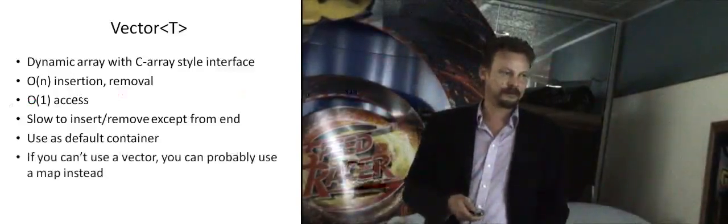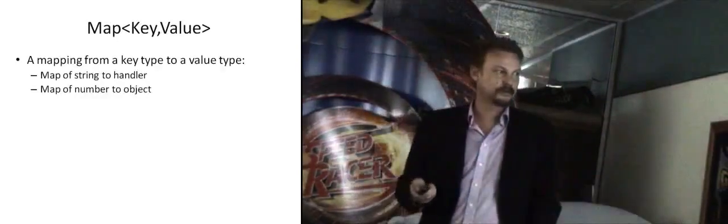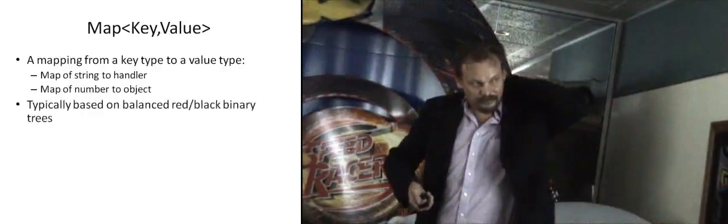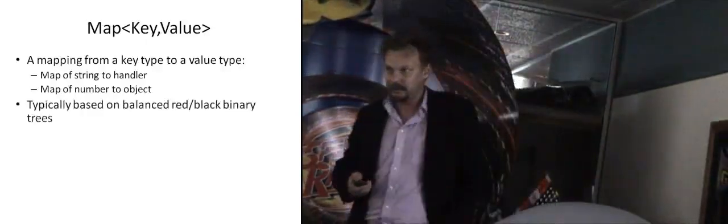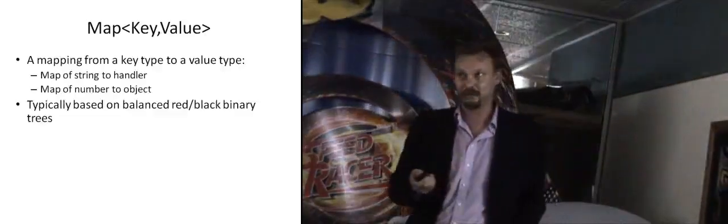And if you can't use a vector, you can probably use one of the associative containers like map, which maps from a key type to a value type. For instance, a map of string to function handler, a map of number to object. Every implementation I've seen of map uses a red-black binary tree underneath. You might remember those. They're sort of like AVL trees, but not really at all.